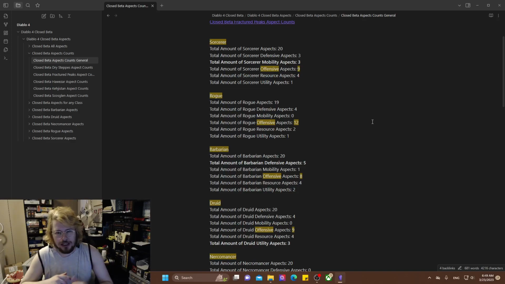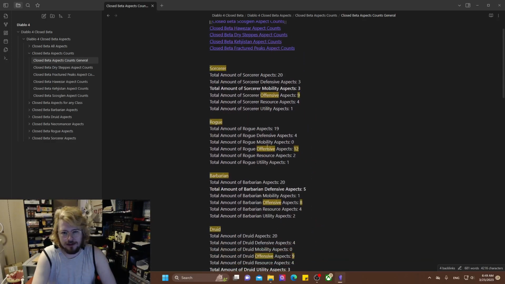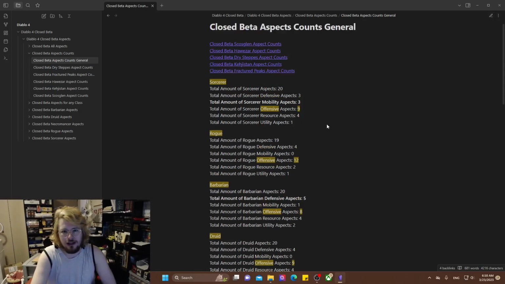After I went through and did all this, I obviously highlighted, but you can tell that offensive is the highest one in each of the classes in terms of which aspect had the most of the other aspects, and that's just because there's 57 offensive aspects while there's only 20 for the other ones. And the sorcerer had the most mobility aspects out of all the classes. You can tell just because I bolded that.